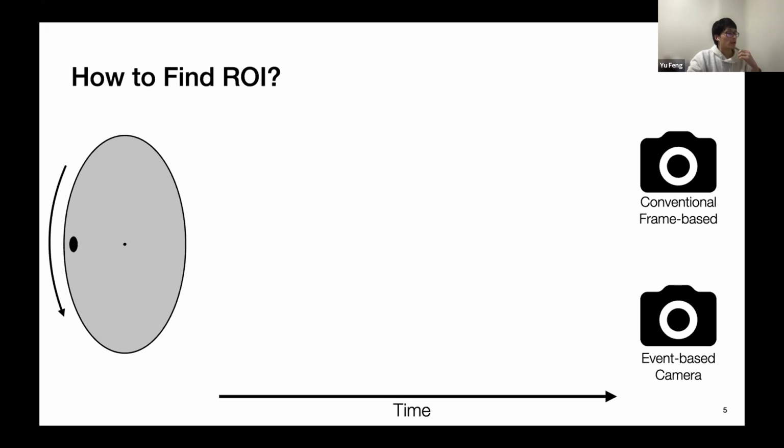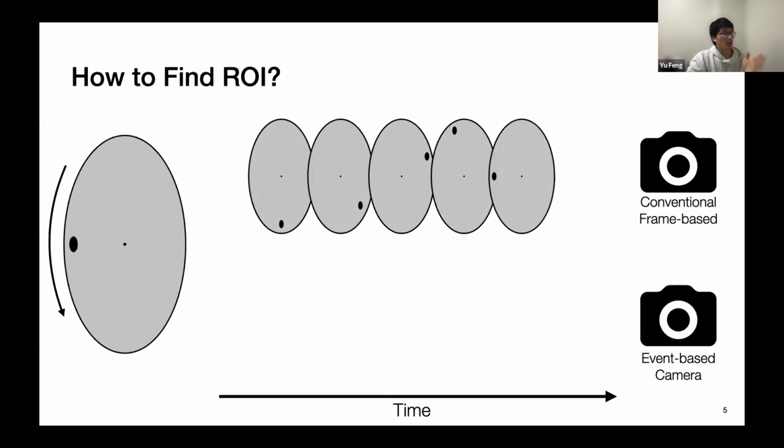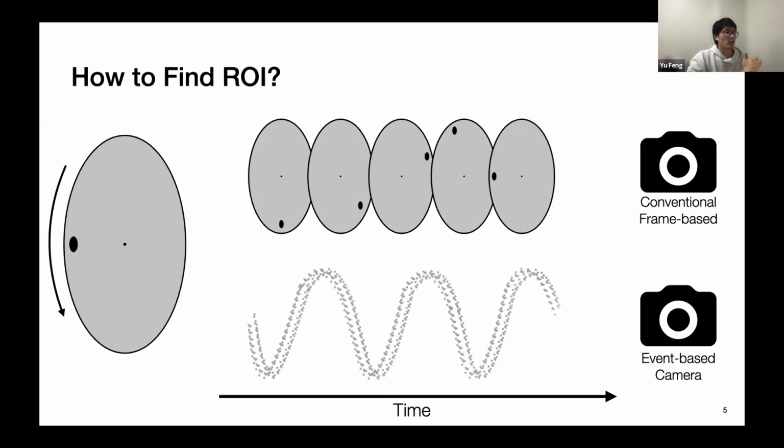How to find the ROI is inspired by event cameras. Conventionally, a frame-based camera will capture an object frame by frame at a fixed time frequency. On the other hand, when an event camera captures the same object on the left, it will generate a sequence of events instead of images. That is because only the pixels with large color shifts will be activated. In this case, the region around the black dot will activate events.